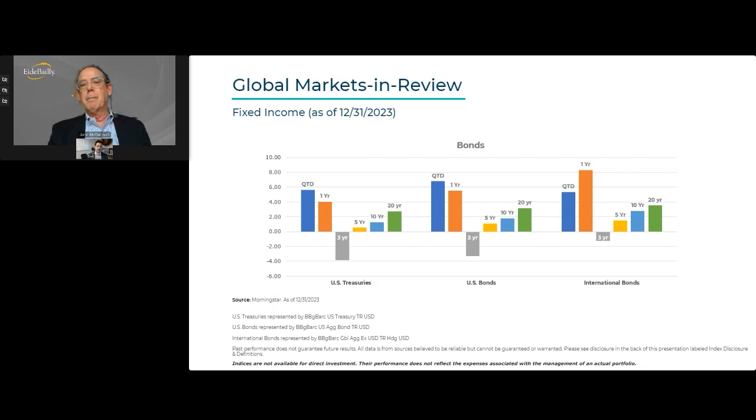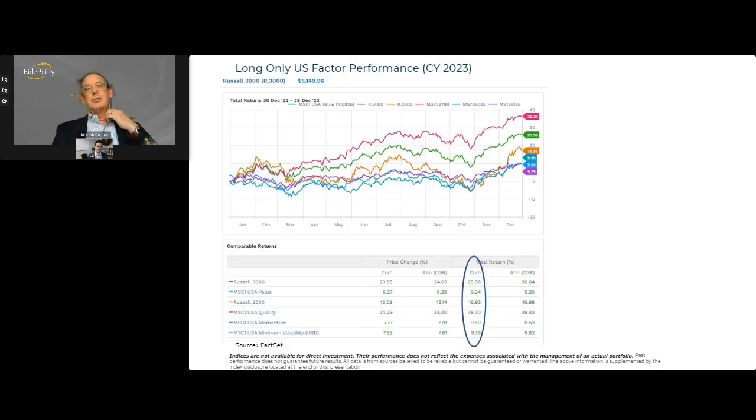So how did factors do in 2023? These are some long only factor portfolios, or factor indexes, that are well known. I've put a circle around the relevant return for 2023. What will come out of this is that in 2023, it was not a great year for factors with the exception of quality. And we'll get into some of the reasons for that. The factors are systematic, and much of the return in the US this year was driven by a few firms, which is more of an idiosyncratic or stock specific kind of experience.